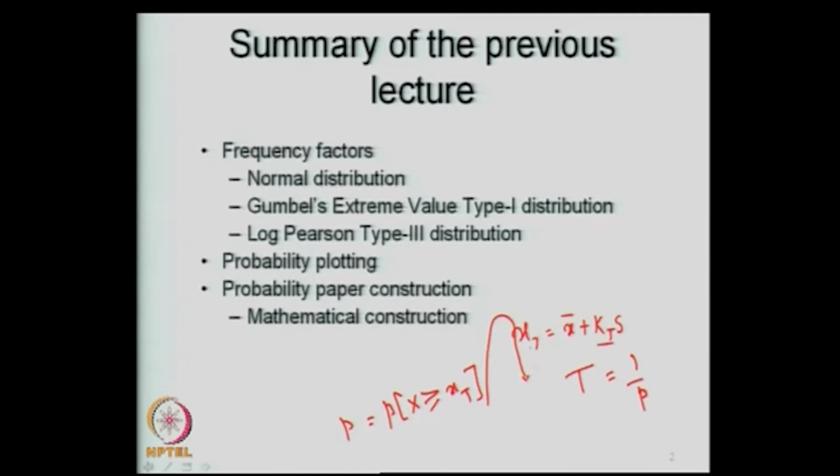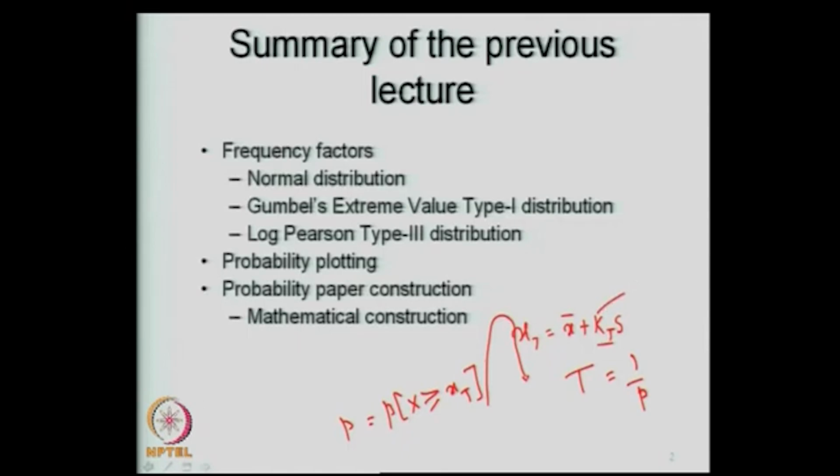So, we are interested in getting x_T, which is the magnitude of the flow if we are doing it for flow frequency analysis, which is typically the case. Flood frequency analysis is what we carry out. So, this is the magnitude of the flood corresponding to a return period of T, and the return period T is related to the probability of exceedance by T is equal to 1 by p, and we are doing the analytical frequency analysis by using this expression x bar plus K_T times s, where K_T is the frequency factor.